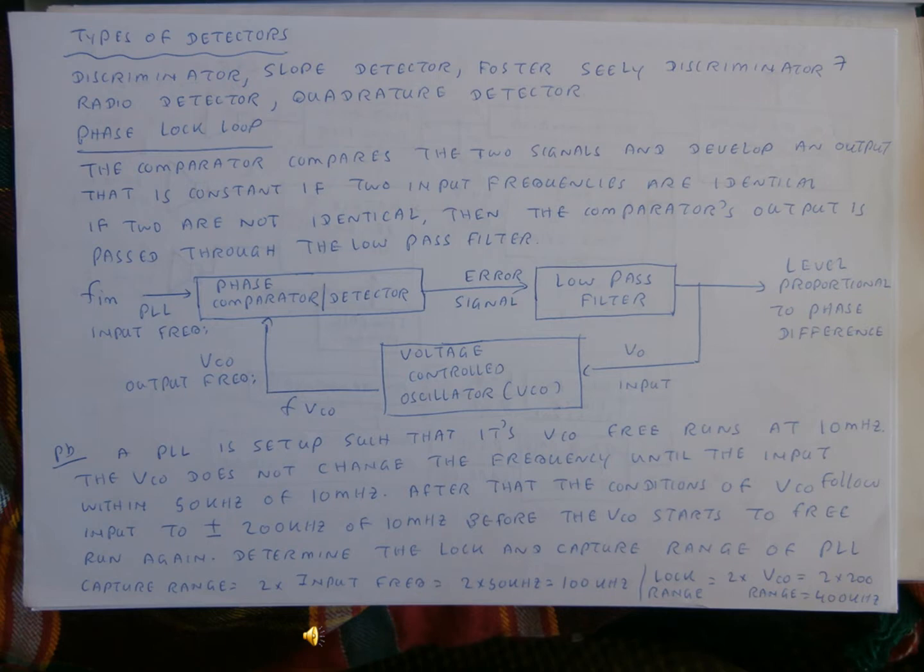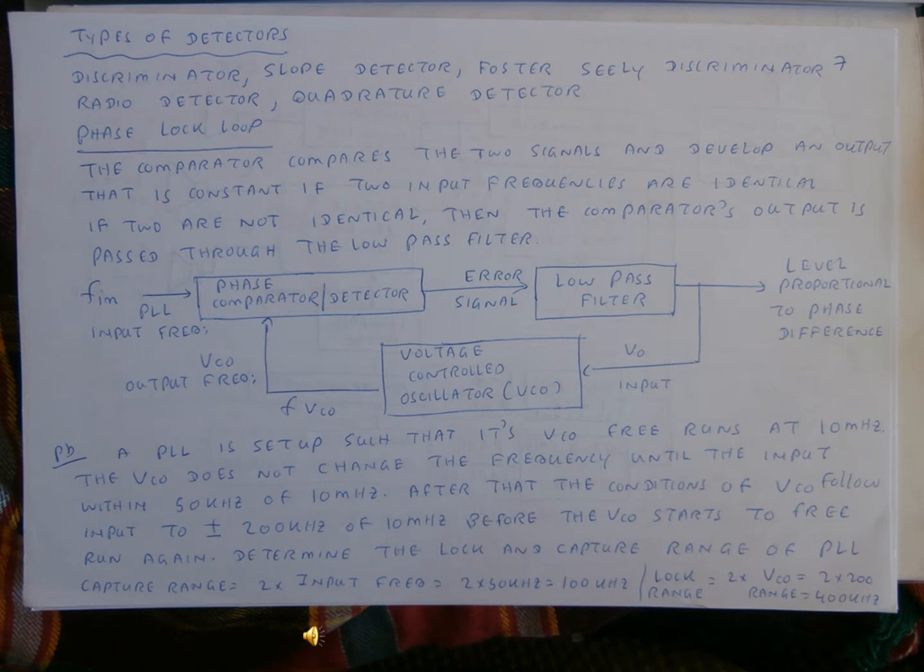The detector must be a discriminator, slope detector, Foster-Seeley discriminator, ratio detector, or quadrature detector as well. Now the problem of the phase-locked loop here. The low pass filter will filter out the error signal.